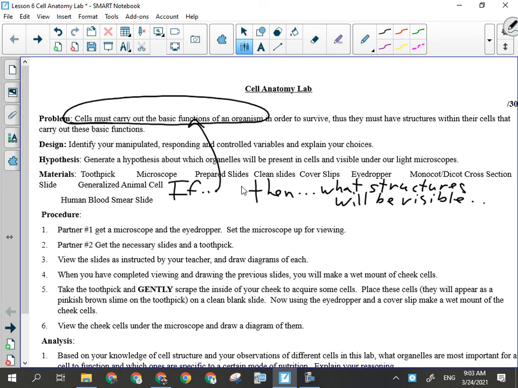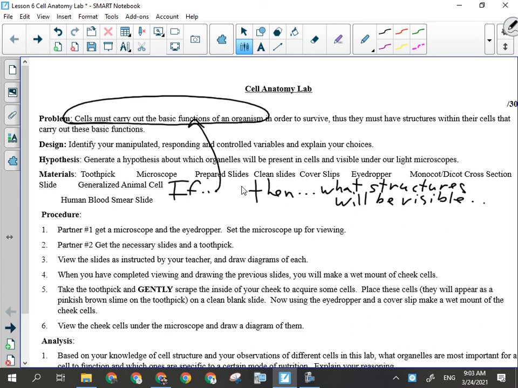Any questions so far? So the procedure, pretty straightforward. Okay, I'll have the cell trays, or the slide trays set out. Okay, on the front table, just like I did for the microscopy lab. Come up and get one slide at a time.